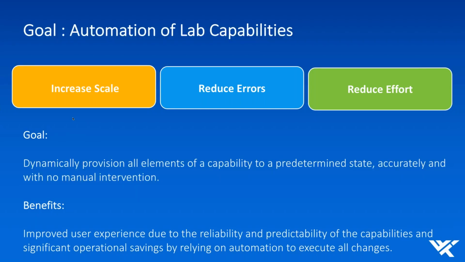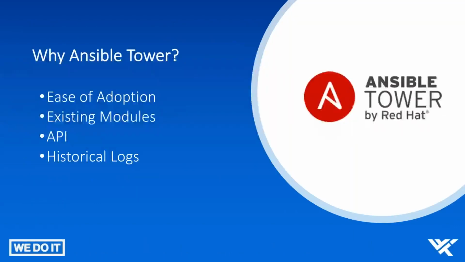And then lastly, reducing effort. Obviously, that's part of increasing our human scale, but reducing the workload so that we can move forward and innovate in other areas. That's sort of our goals and what we're looking at and how we want to automate. So that really led us to a decision to utilize Ansible Tower.